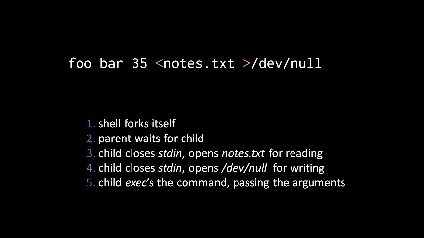So here, for example, we invoke the command foo, and it has two arguments. First, a string reading bar and another string reading 3.5. And the command includes redirections both for standard in and standard out. The order in which you write them doesn't matter, but here I've placed the redirection of standard in first. So this is redirecting standard in to a file called notes.txt, and it's redirecting standard out to the file /dev/null, which recall is a special Unix file which when you write to, the data you write just gets discarded.